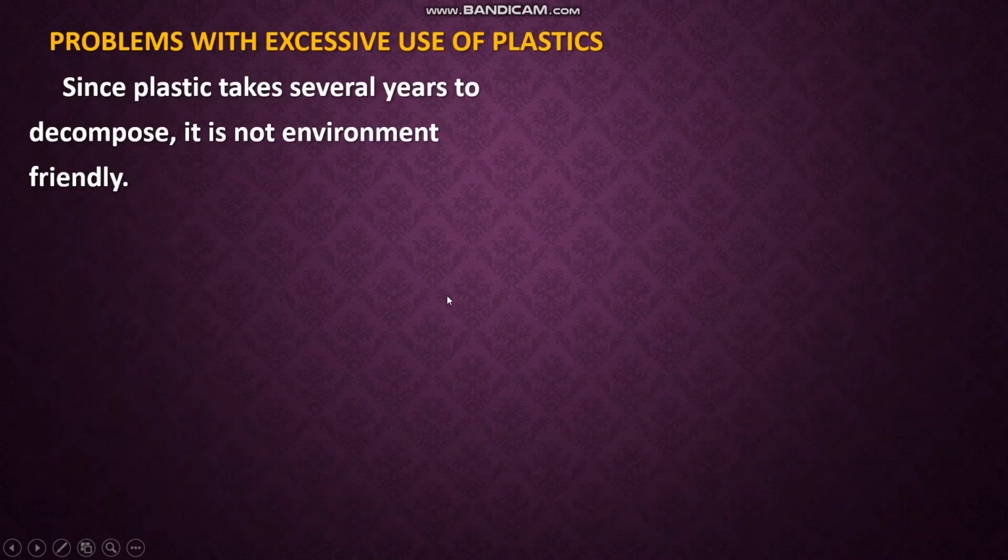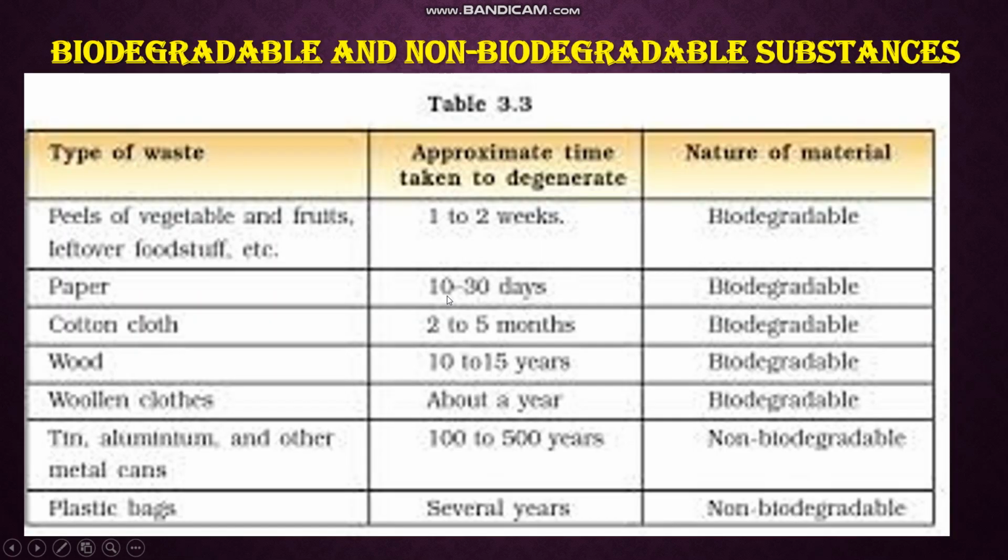Paper, it takes 10 to 30 years. Cotton cloth, 2 to 5 months. Wood, 10 to 15 years. Woolen clothes, within about a year it takes to degenerate.